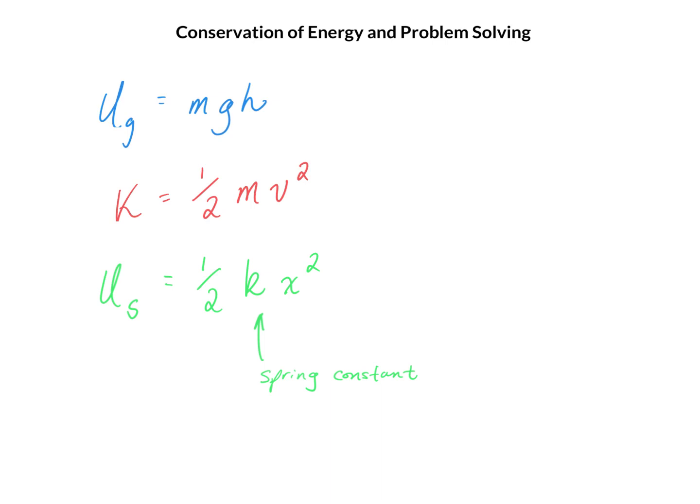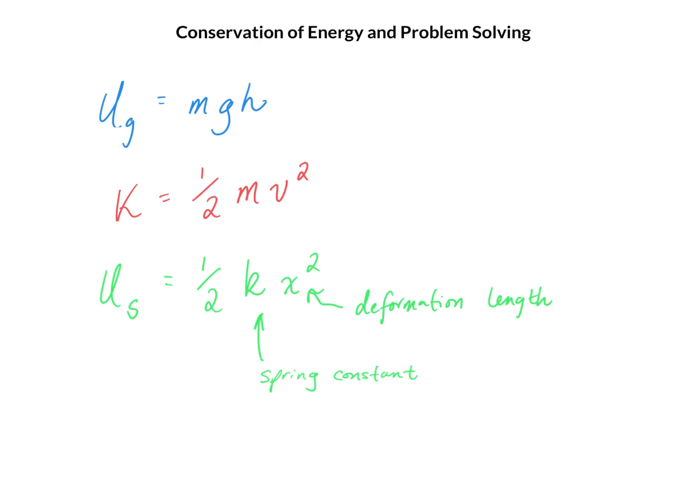Remember, spring constant is basically how stretchy that spring is. A higher spring constant would mean that that spring is more rigid. A lower spring constant would mean that it is more stretchy, for lack of a better term. And this x value here is what we call our deformation length. Deformation can be a stretch or it can be a compression from that spring's natural length. So there are the three mathematical expressions that we have for those three energy accounts.